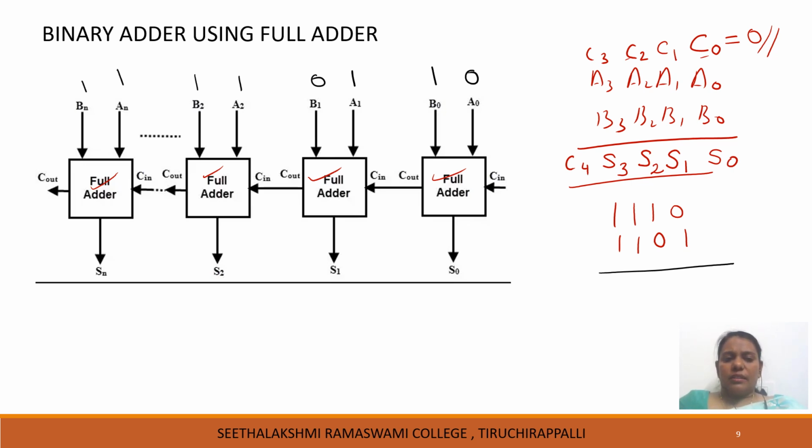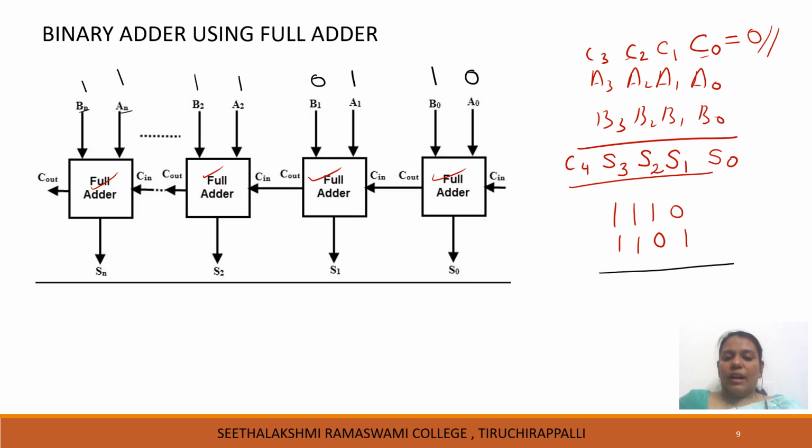So here the n is given because you can increase the number of full adders depending on the n number of bits. Here we are talking about a 4-bit binary adder. If you want 5-bit, you can have 5 full adders. If you have a 6-bit number, you can increase the full adders. The number of full adders will be n and n will be the bit number also.